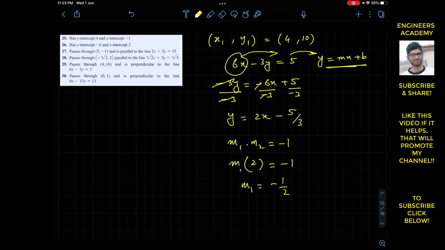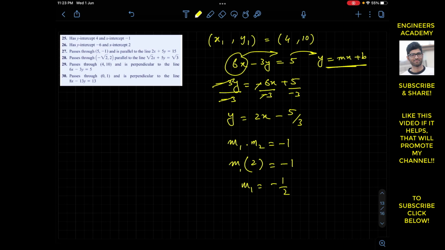So the slope of the given line is plus 2, and the slope of the desired line is the negative reciprocal of this. This is 2 divided by 1, and if we write minus and invert it, we get the slope of our desired line. So m1 is minus 1 divided by 2.